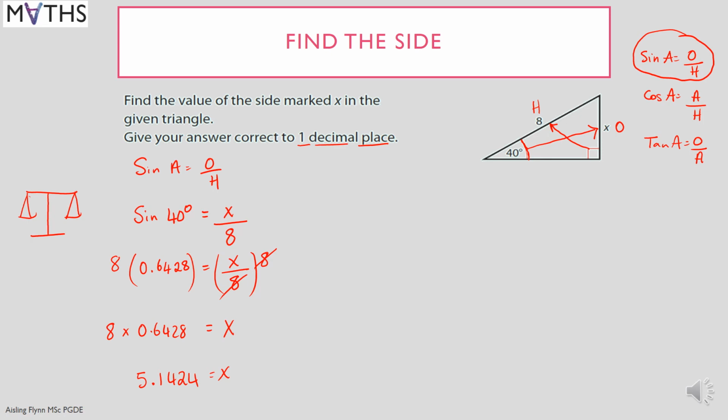Now, to finish off and give the answer that was requested, we'll round that. We want to stop after 1 decimal place. 4 is less than halfway, so it's closer to 5.1 than 5.2. So we'll say our x is equal to 5.1. Okay, pause, review, go back through the steps and make sure you can follow.